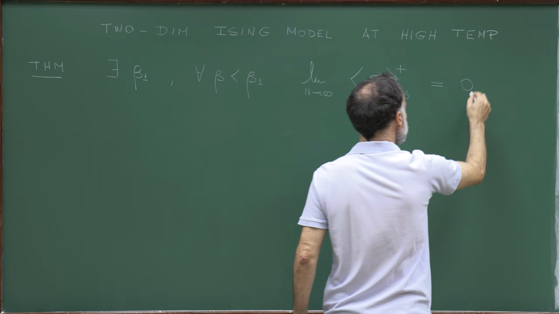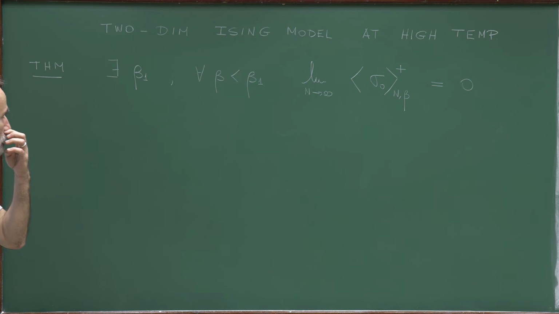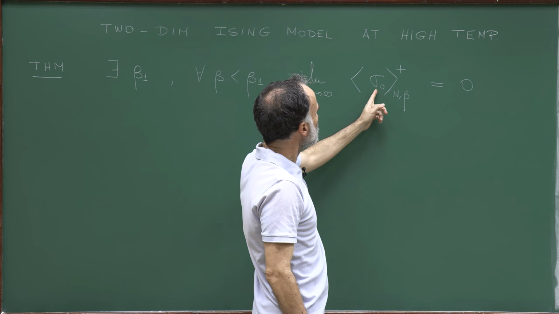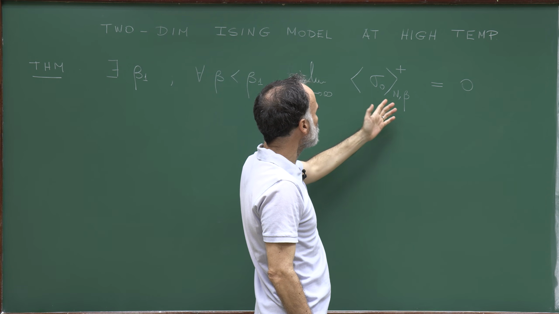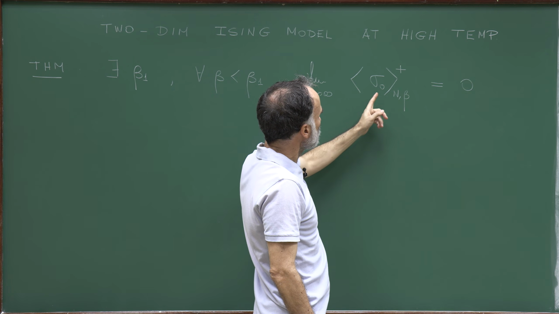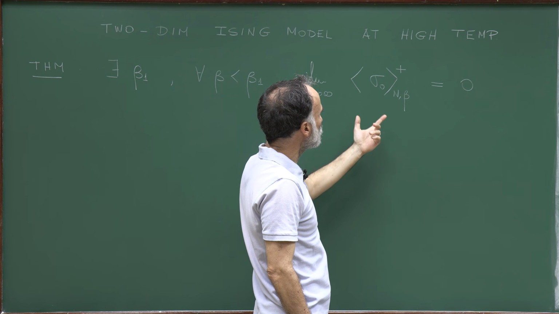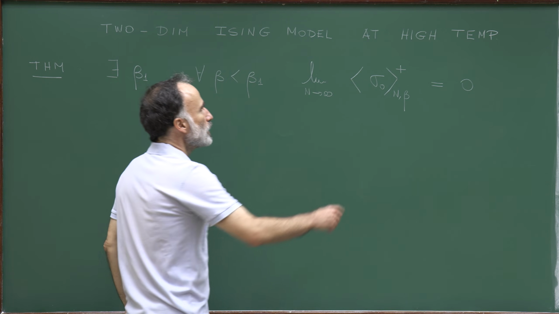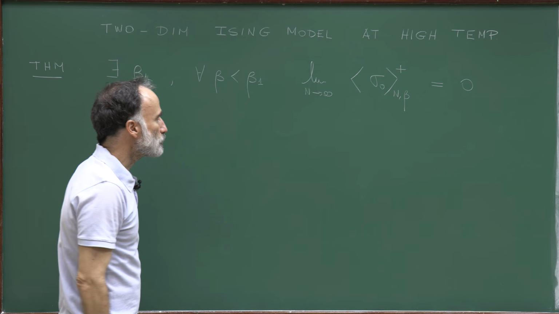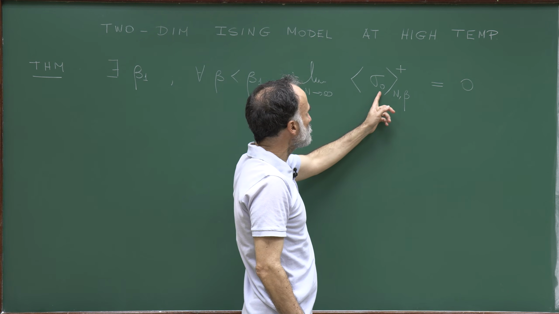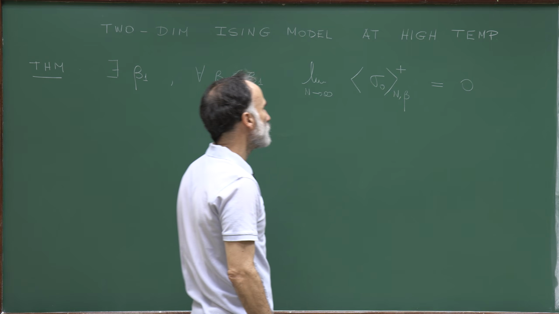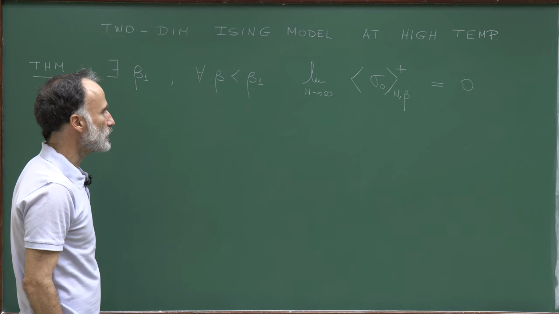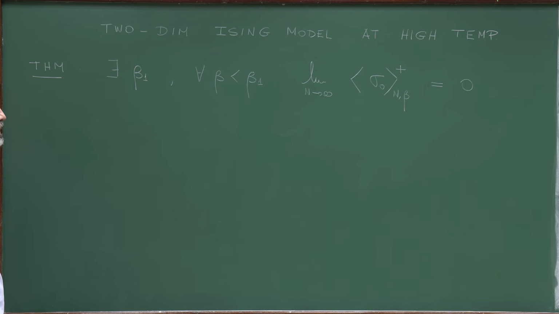So this is the theorem, and since this expectation is converging to 0, and sigma 0 takes only -1 and +1 values, this tells you that the probability that the spin at 0 is equal to -1 tends to 1/2 as n tends to infinity with positive boundary conditions, which means that the origin does not feel the influence of the boundary if beta is small, or if the temperature is high. So this is the content of this lecture.